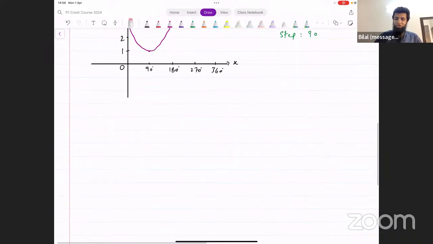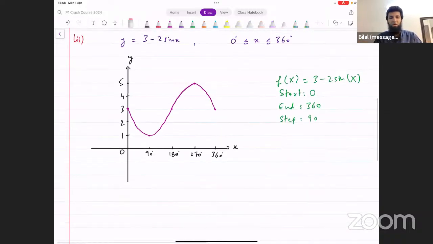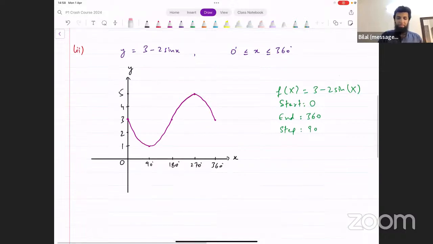So you have to remember the shape of the graph and then just plot your values. You get a table from your calculator, plot those points and draw and sketch that graph like that. Okay. So that's what you can do. So we've got the graph and that's it. That's the second part. Okay.